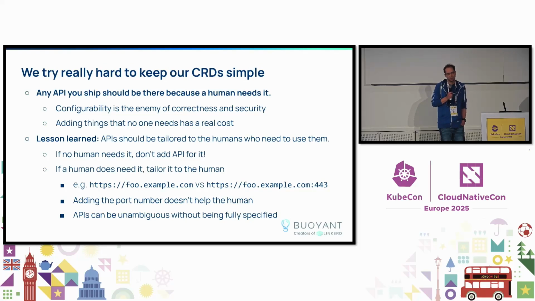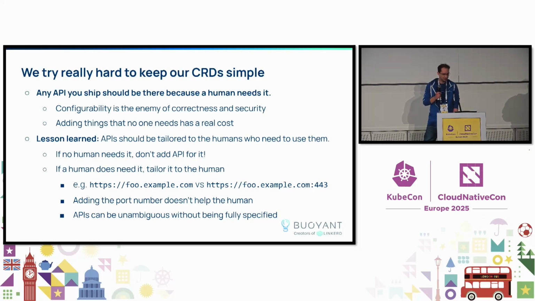Take a good example of URLs. Do we go https google.com:443? No, we just know. We don't need to specify that. Adding port numbers doesn't help anyone. APIs can be unambiguous, but without being fully specified.